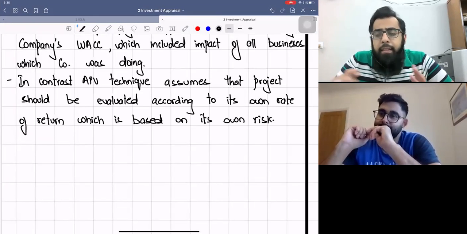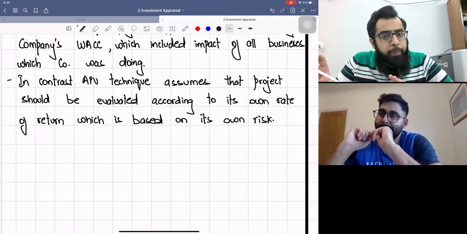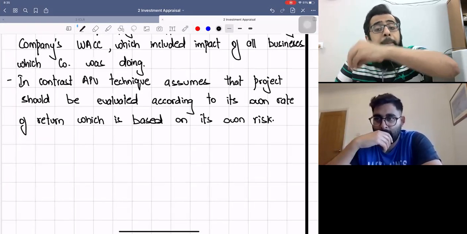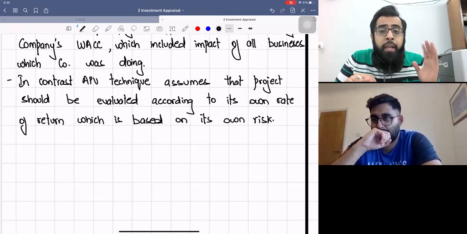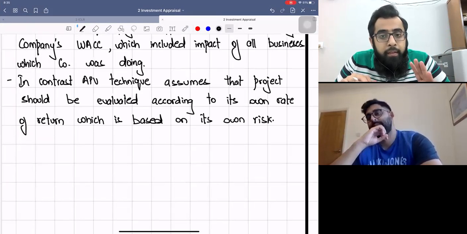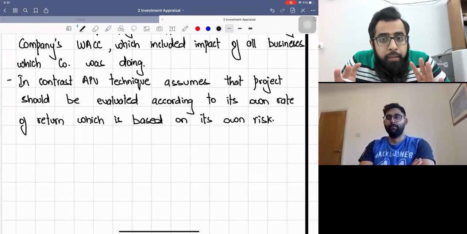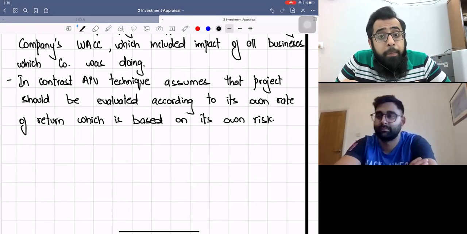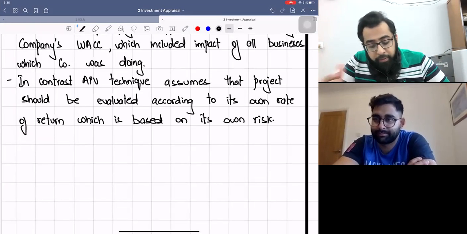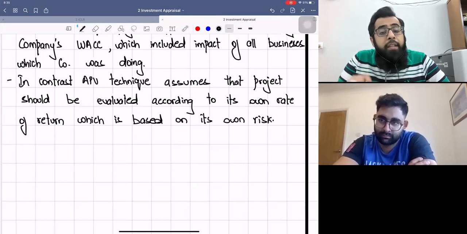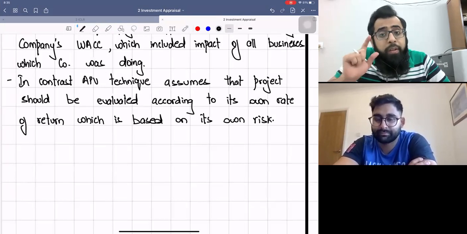Basically, the APV technique says that the company will raise the finance from the market, and the company will make an investment in the project according to the risk profile of that project. Are you getting the point? Now it is more logical, a more logical, justifiable and accurate approach. In contrast, the APV technique assumes that projects should be evaluated according to their own rate of return, which is based on their own risk.